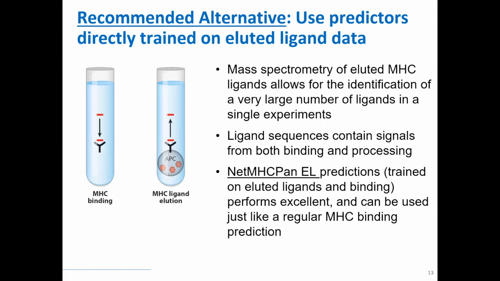prediction methods that are directly trained not on MHC binding data, where you have peptides measured in isolation for binding to MHC molecules, but on MHC ligand elution data, where you have peptides that are eluted from an antigen-presenting cell, and then these are sequenced essentially by mass spectrometry, and you get large data sets from there. So essentially in this data set, you know that the peptides that you can elute are not only MHC binders, but also they have gone through this processing pathway.